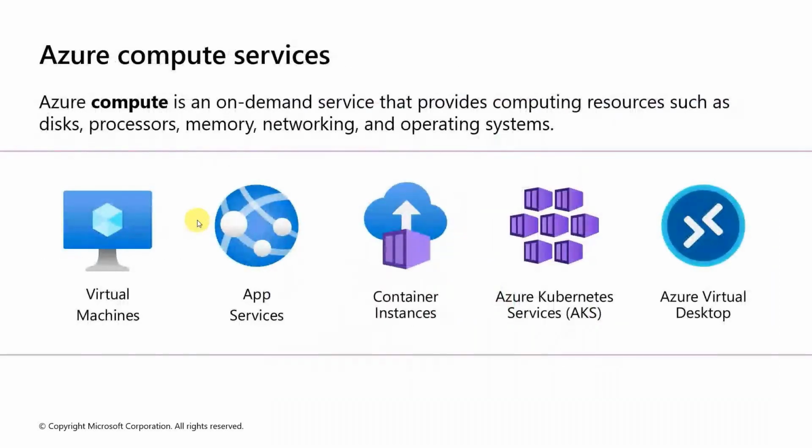There are other compute resources. VM is one compute. Basically, wherever you have CPU and RAM associated with that service, those are called compute services. These are examples of compute services: VMs, app services, container instances, AKS, virtual desktop. These are all various compute services. Wherever you have processors, memory, OS, those are called compute resources.